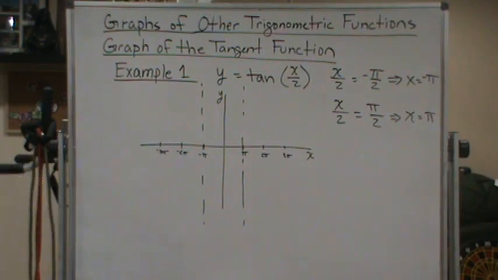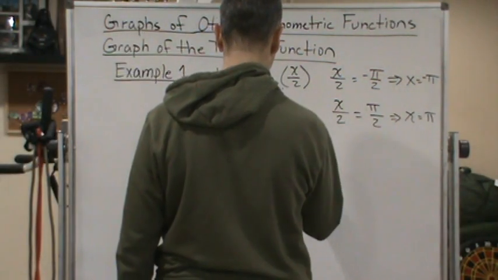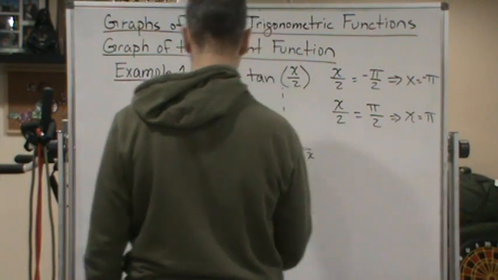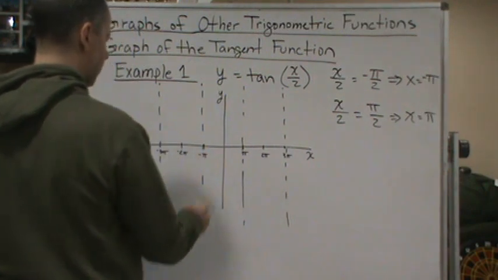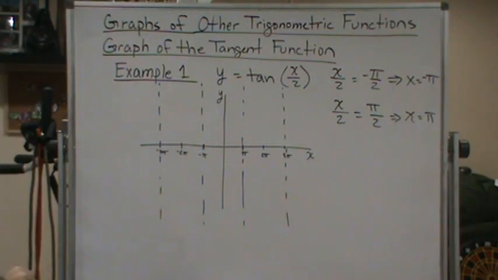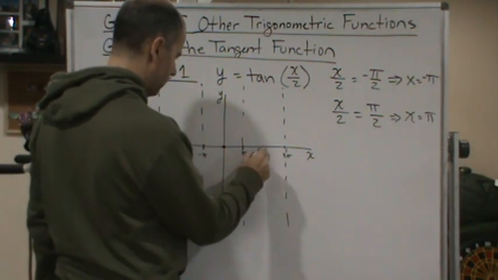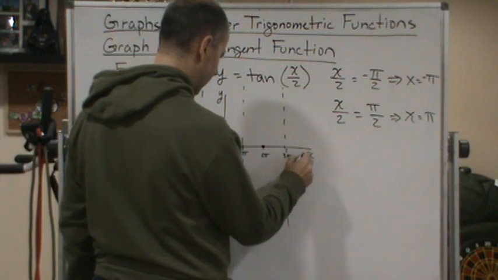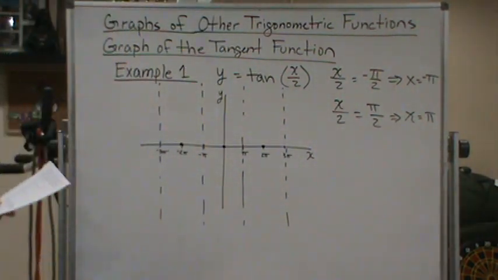Okay? And in fact, we're going to have an asymptote at 3 pi and negative 3 pi, because we see the period is 2 pi. Okay, now, the x-intercept is the halfway point between these, so we know it's going to intercept here, but it's also going to intercept here at 2 pi, and also at negative 2 pi, right?